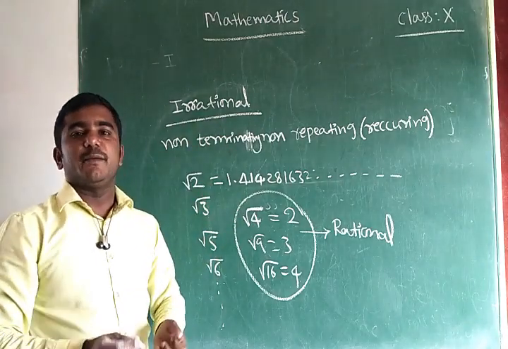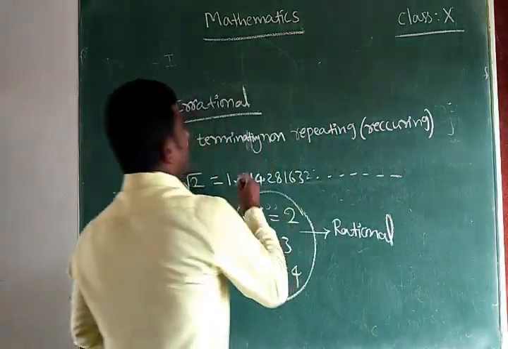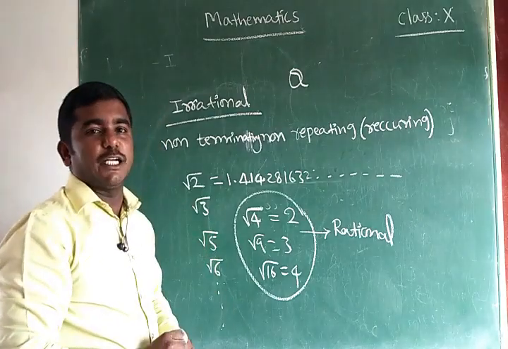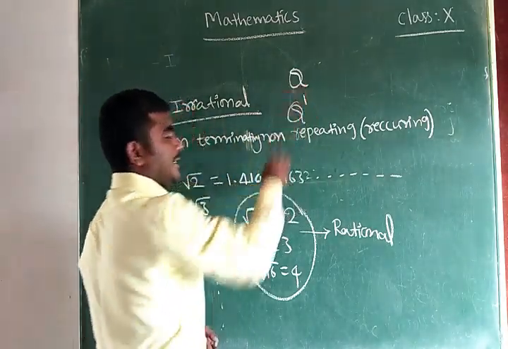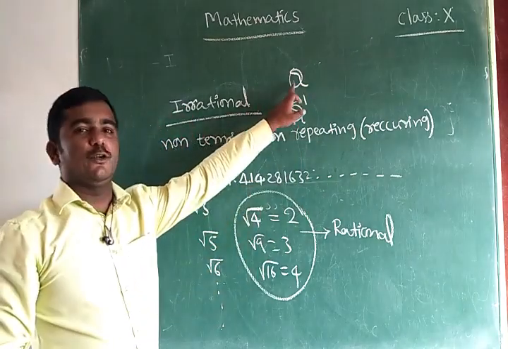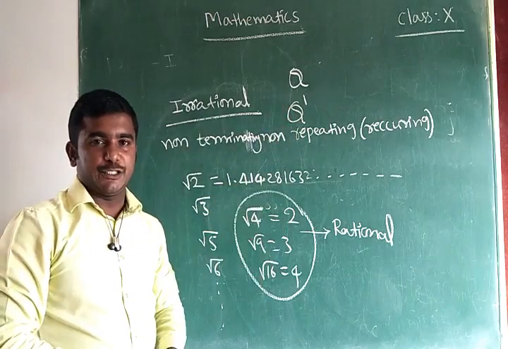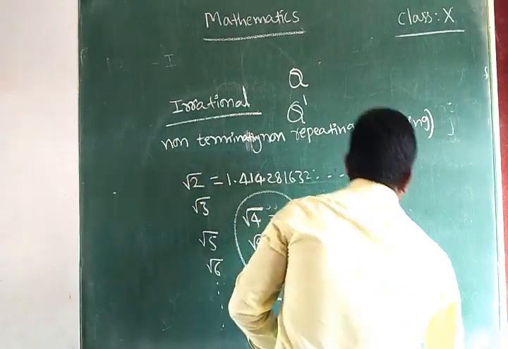Okay, now these are rational numbers and irrational numbers. Rational numbers are denoted by Q, and irrational numbers are denoted by Q dash. Is it clear? Now the last one, what is our chapter name?